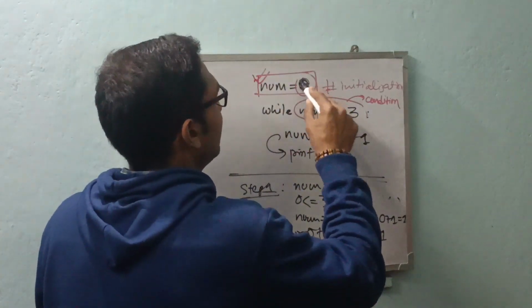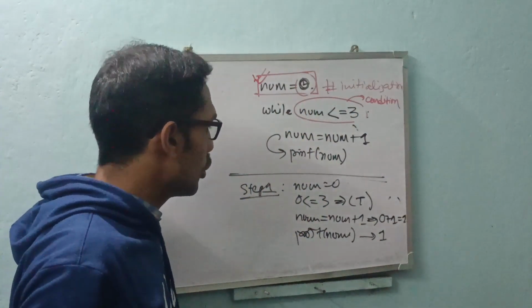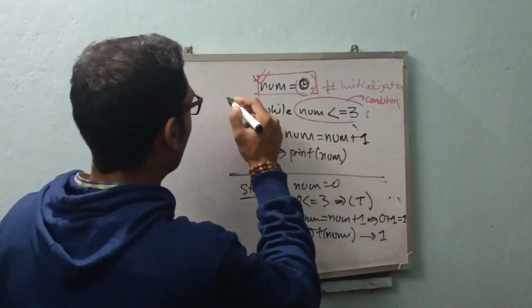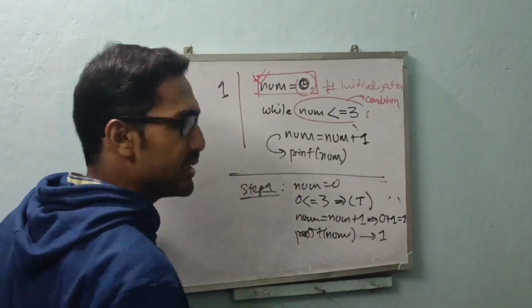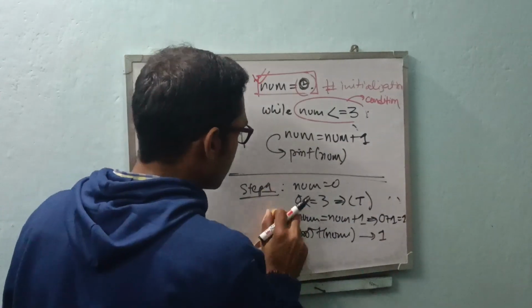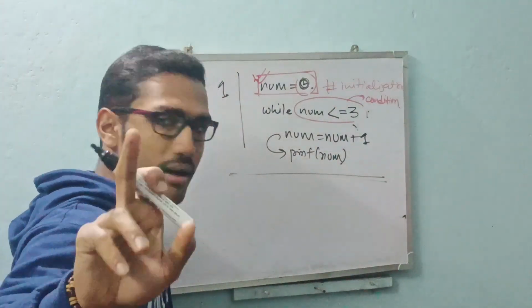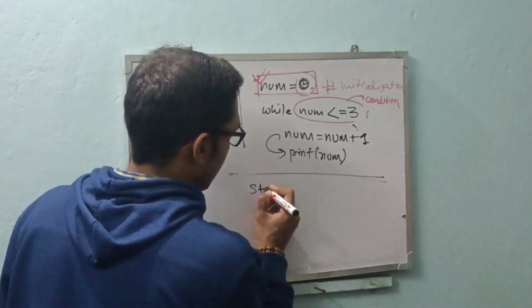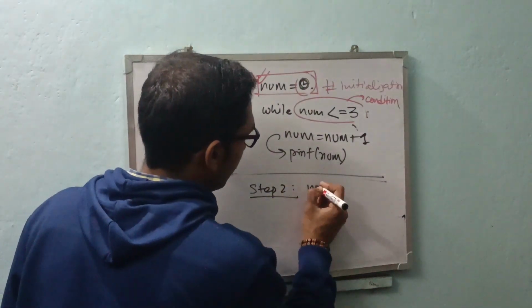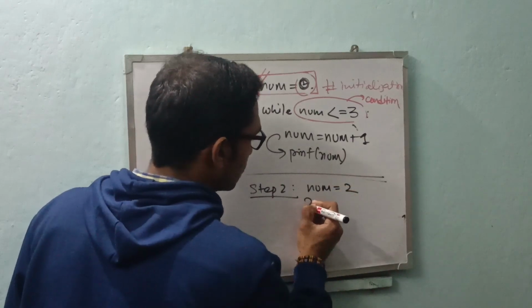So let me initialize it with 0. So after that 1 gets printed. Okay, fine. 1 gets printed. Okay, so let's execute the step 2. So now the current value of num is what? It's 1. Okay, it's 1. Step 2, the value of num is what? It's 1.